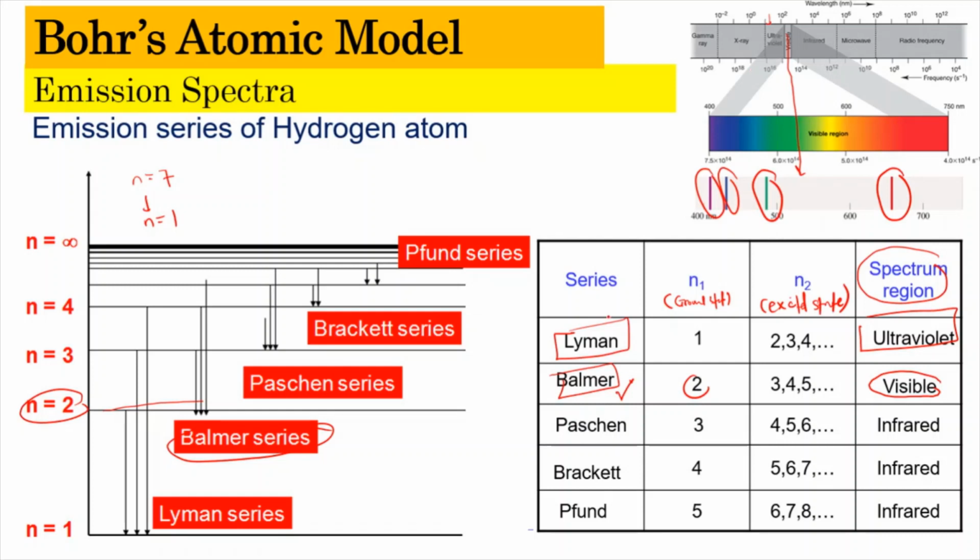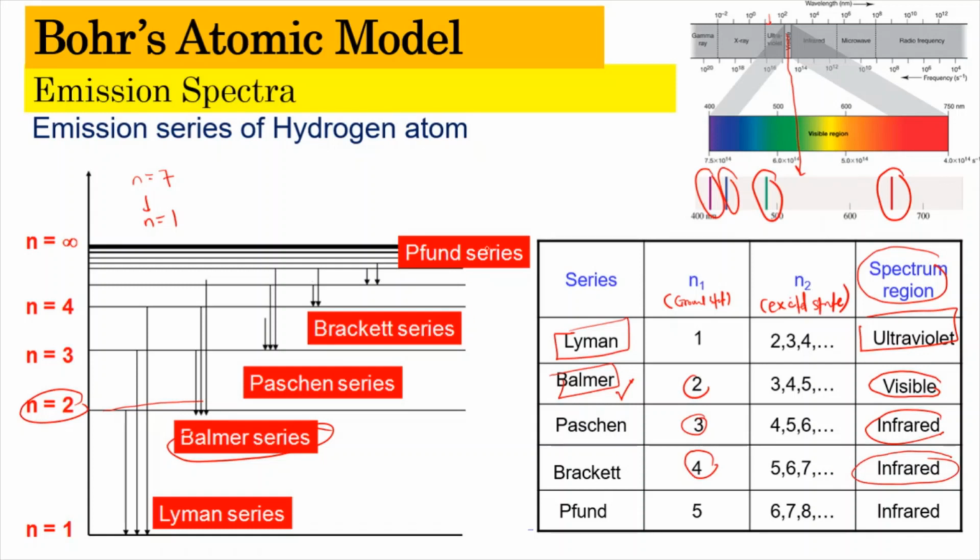Okay. Meanwhile, for Paschen, it happens when a high energy electron drops to n equal to 3. Okay. And this belongs to a spectrum region of infrared. For Brackett, it happens when the ground state is equal to 4, and this can happen when 5 drops to 4 or 6 drops to 4 or any other transition higher than 4 drops to 4. Okay, for example, 5 to 4, 6 to 4, 7 to 4. So this again refers to infrared.